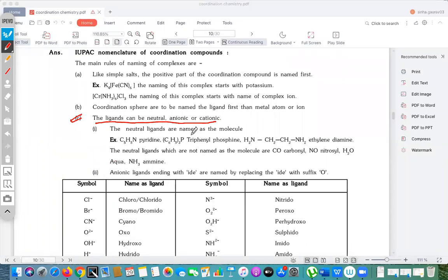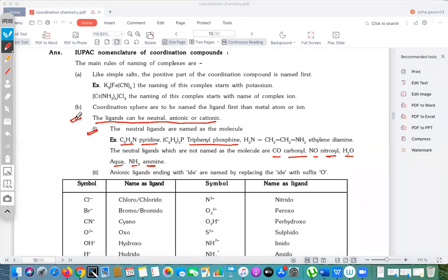Neutral ligands are named as the molecules. Like you see, C5H5N, when it is pyridine, so we'll write pyridine. P(C6H5)3, triphenylphosphine, no change in this. This one, ethylenediamine, no change in this. Neutral ligands which are not named as the molecules are CO as carbonyl, NO as nitrosyl, H2O as aqua, NH3 as ammine, double M. Must take care of it. Okay. This first point is very important.